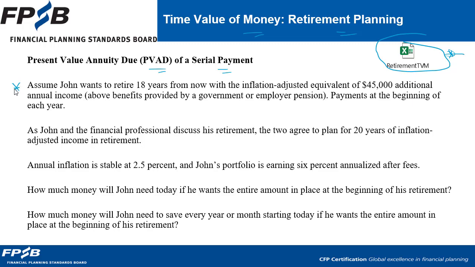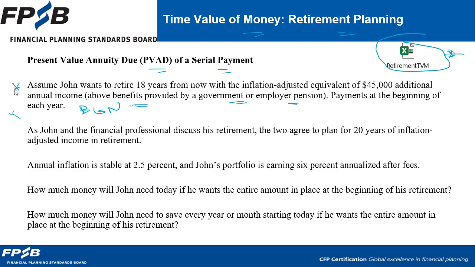Okay, so in this example, assume John wants to retire 18 years from now with inflation adjusted equivalent of $45,000 additional annual income. This is above benefits provided by a government or employer pension. Payments at the beginning of each year. So we see that BGN mode.